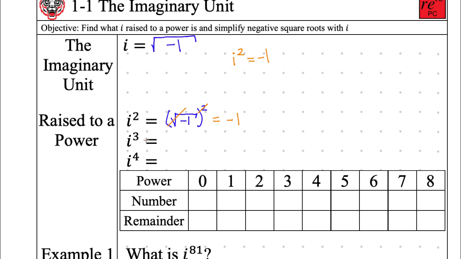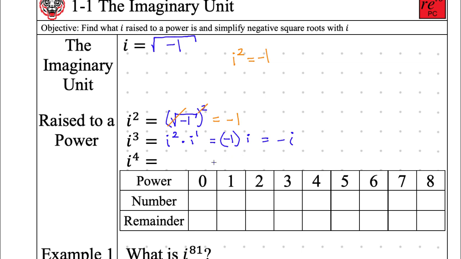All right, you've unpaused the video because you are frustrated and you can't get it, or because you got it and you want to check your work. So the easiest way to think about i to the power of 3 is using the power rule. So i to the power of 3 is the same thing as i to the power of 2 times i to the power of 1, because when I multiply similar bases, I'm adding their exponents. This is 2 plus 1, which is 3. Well, we know what i squared is. i squared is -1, so this is equal to -1 times i to the power of 1, which is just i. Well, -1 times i is -i.